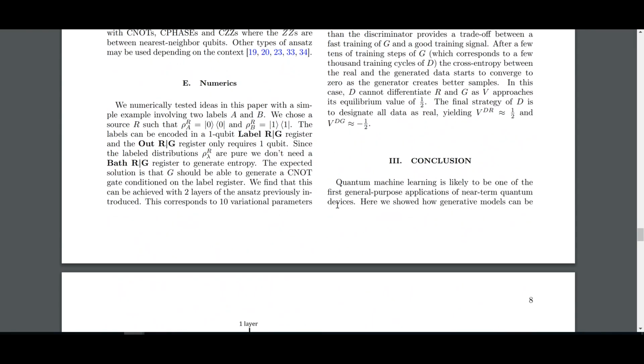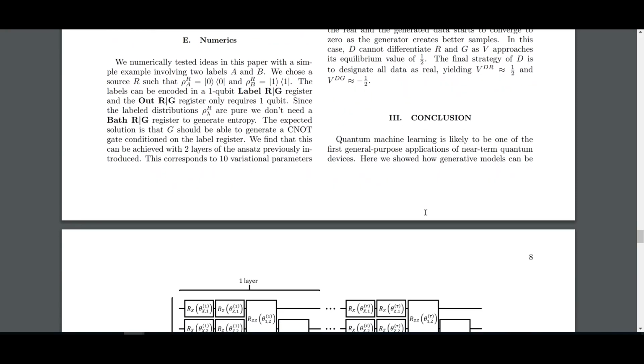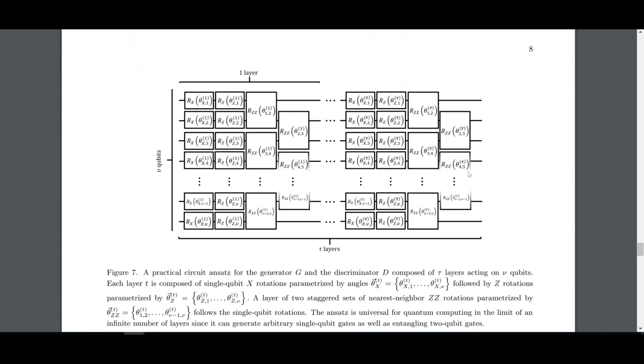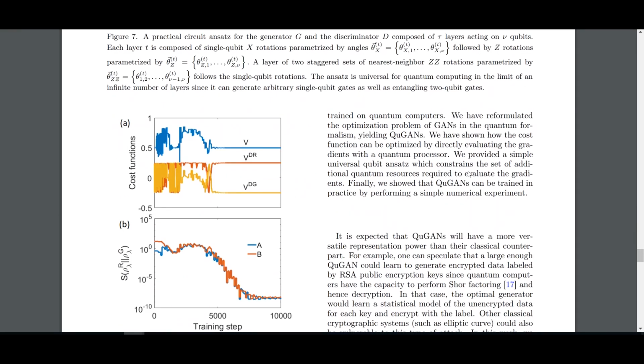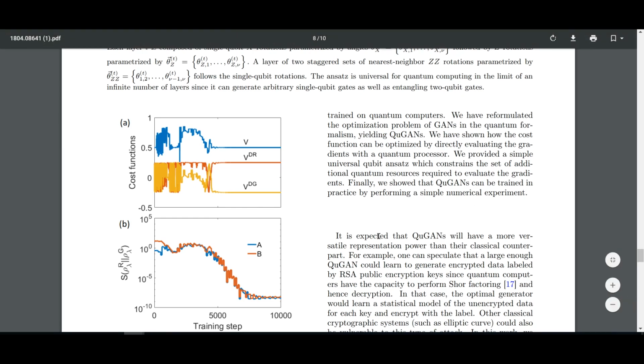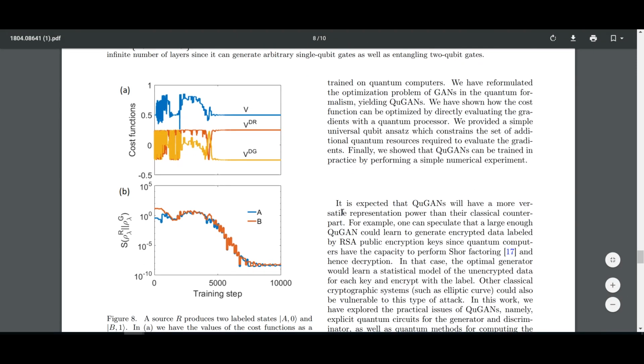Quantum machine learning is likely to be one of the first general purpose. We showed how generative models can be trained on quantum computers. We have reformulated the blah blah blah. Finalization of the QGANs can be trained and practiced from. Here you go. It is expected that QGANs will have a more versatile representation power than their classical counterpart. What does this mean?